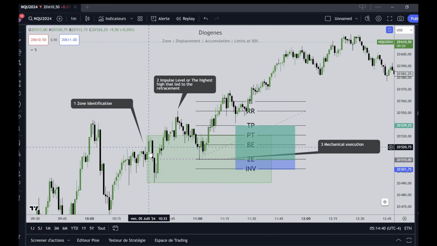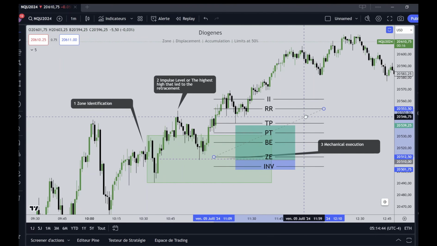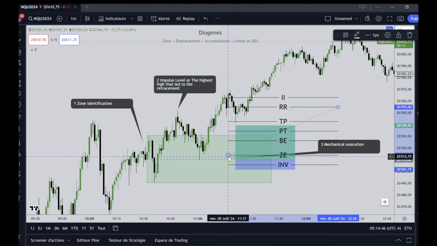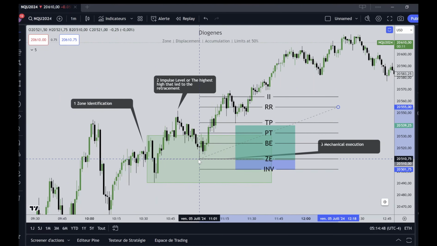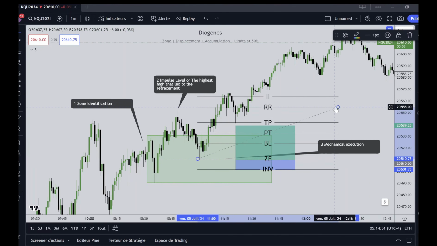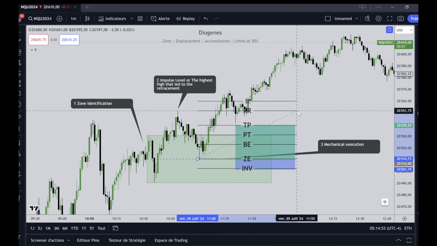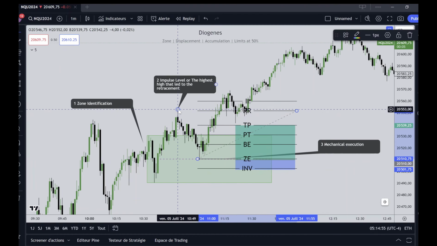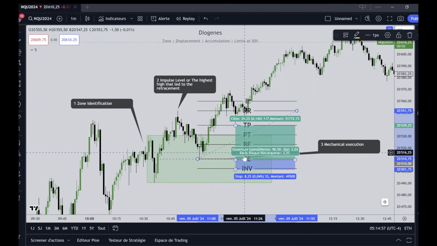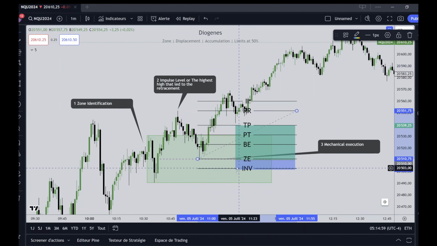So when you have your zone and you have your impulse, you put your fib, you put the zone entry on the 50% of the zone, and you put your RR at the impulse. This will give you your entry, and your stop loss is behind the invalidation, and you will target the TP. Here you will go break even, here you can take partials, and here you can TP.